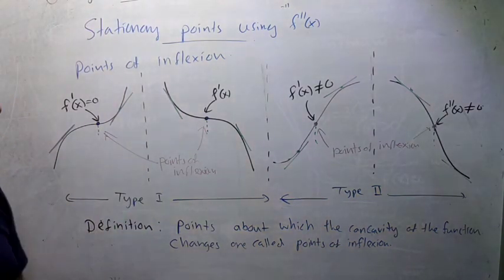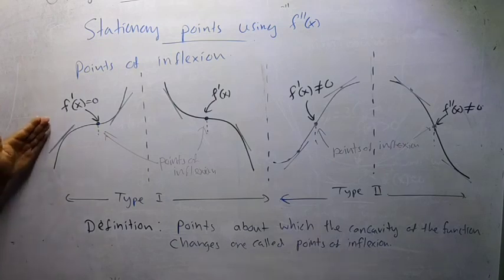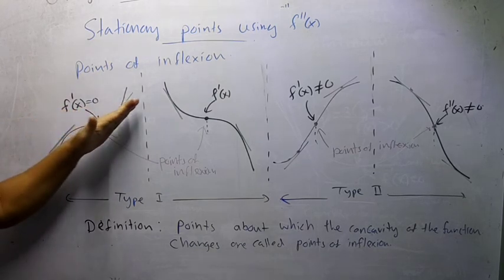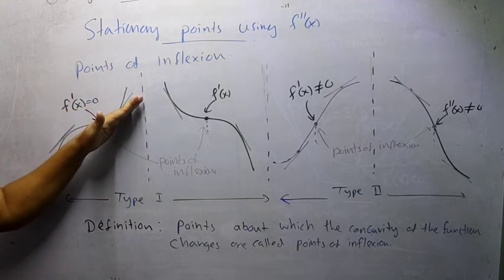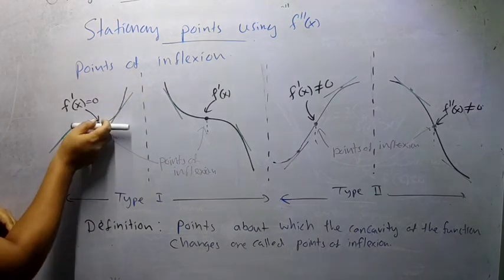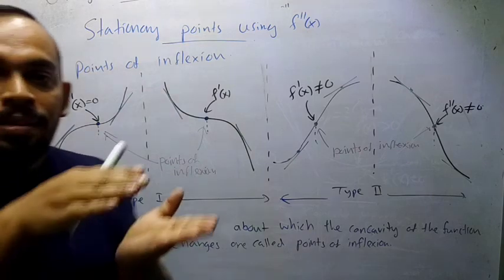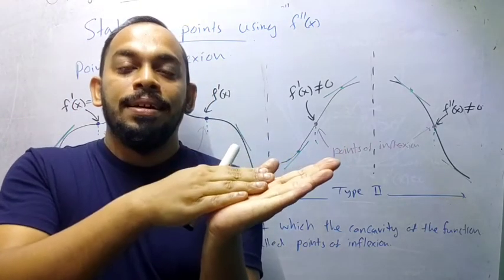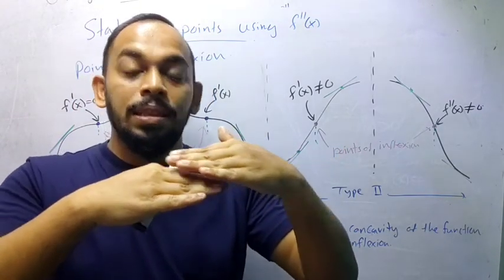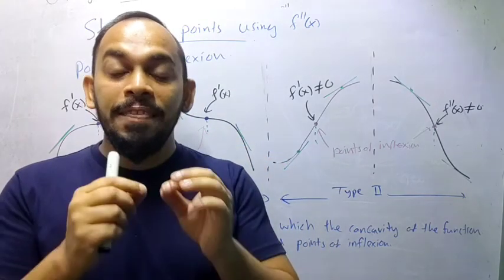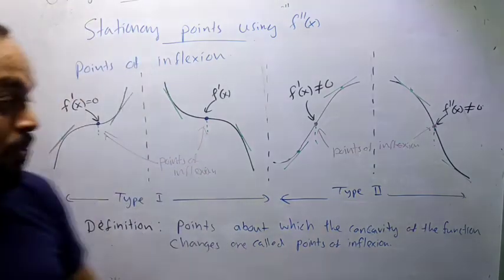Now if you think clearly, on this side you can see the tangent line stays above, on this side the tangent line stays below. So what happens at this point? At this point, the tangent line and the function coincide, right? Tangent line and the function coincide at this point.